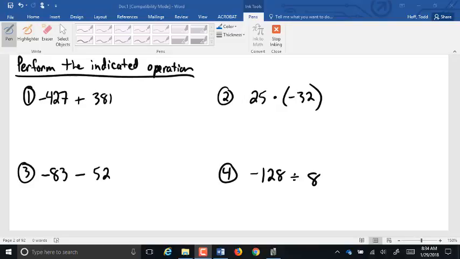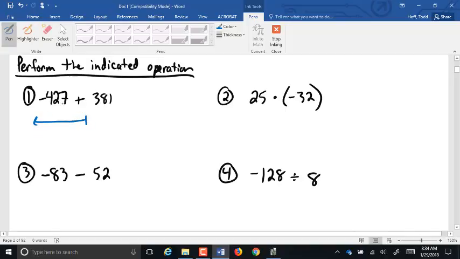So remember, it's about the vectors. When we add or subtract, we convert it to addition and we worry about the vectors. So number one here is addition. We have negative 427. Positive 381 goes the other direction and is shorter. So it's telling us our answer is negative, and it's the difference between the absolute values. So 427 minus 381 is going to give us 46. Is that right? Yep. So negative 46.